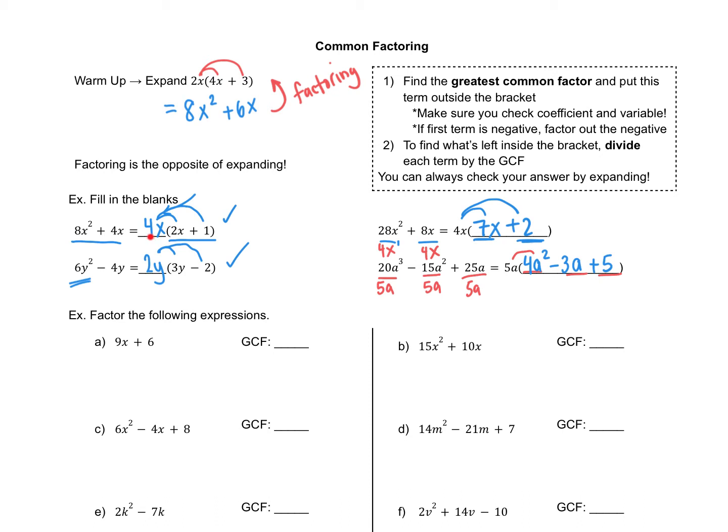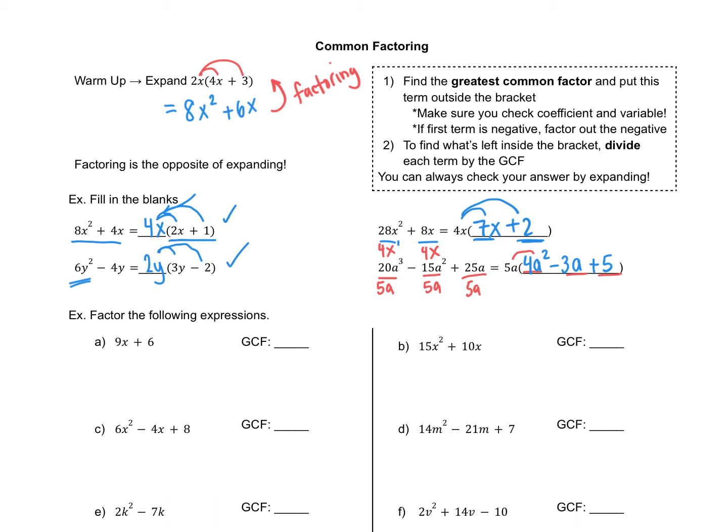So let's look at the coefficients. 4 is the biggest number that both 8 and 4 are divisible by. 2 is the biggest number that 6 and 4 are divisible by. 4 is the greatest number that 28 and 8 are divisible by, and 5 is the greatest number that all 3 of these are divisible by. So your greatest common factor is going to be the biggest number that all your coefficients can be divided by.